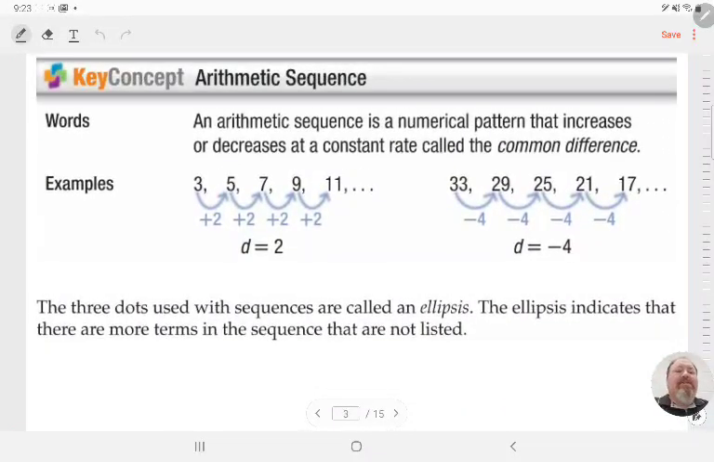So this just simply says what an arithmetic sequence is. An arithmetic sequence is a numerical pattern that increases or decreases at a constant rate called the common difference. So for example, if we have 3, 5, 7, 9, 11, you look at the difference between each term, and that is the common difference. So d equals 2. The three dots used with the sequence are called ellipses. That's these right here. They just indicate that there are more terms in the sequence that are not listed. In other words, it goes on and on.